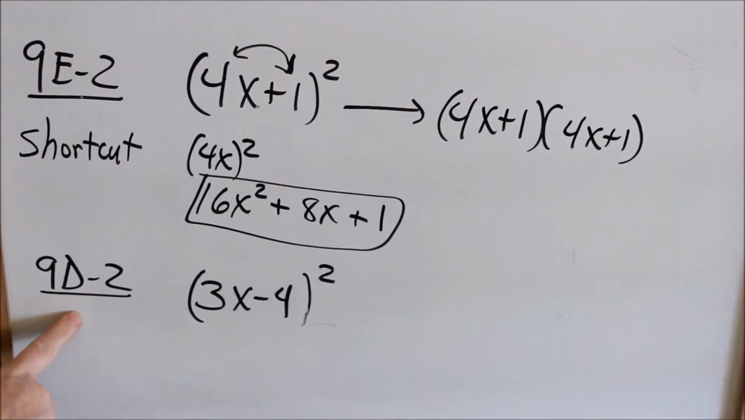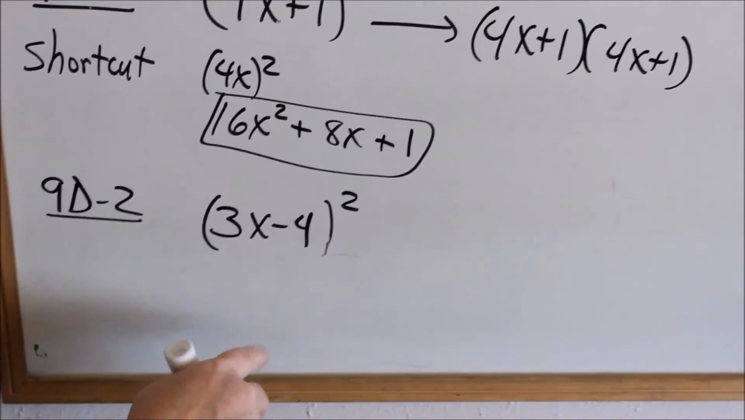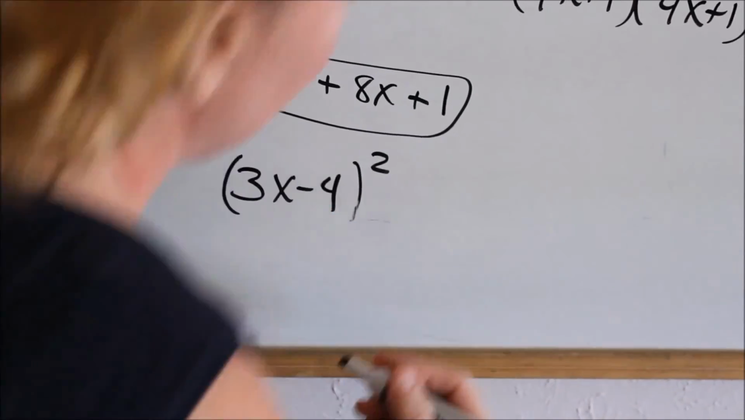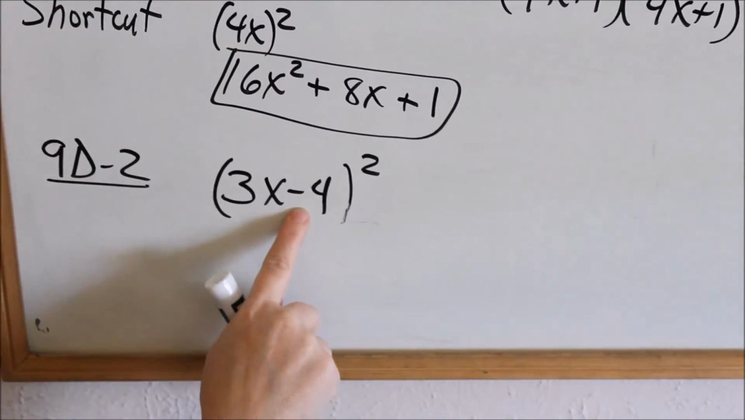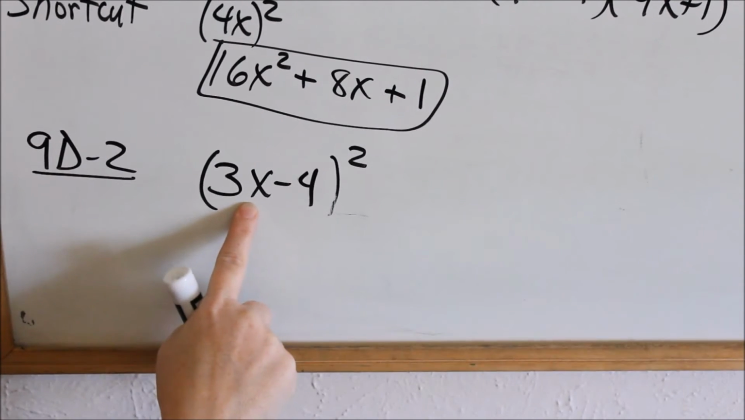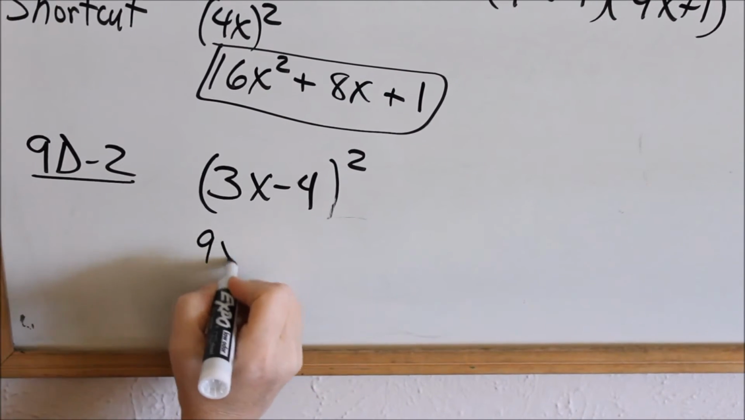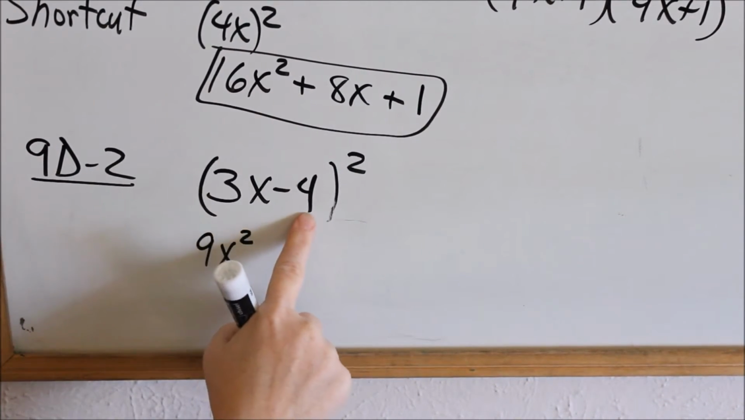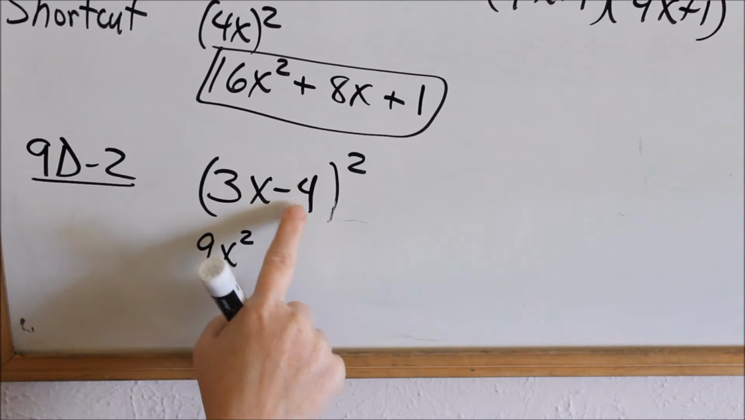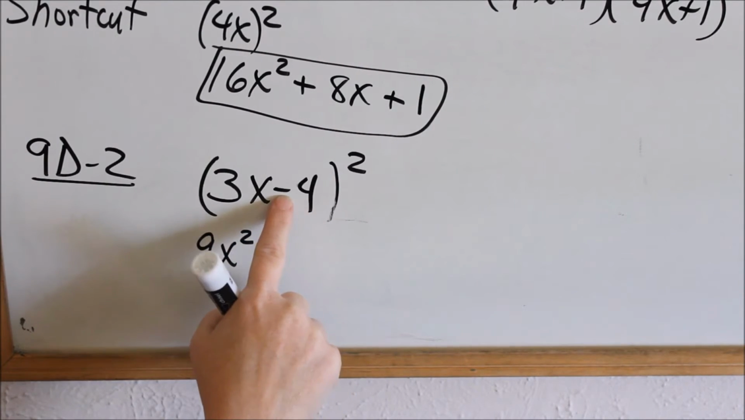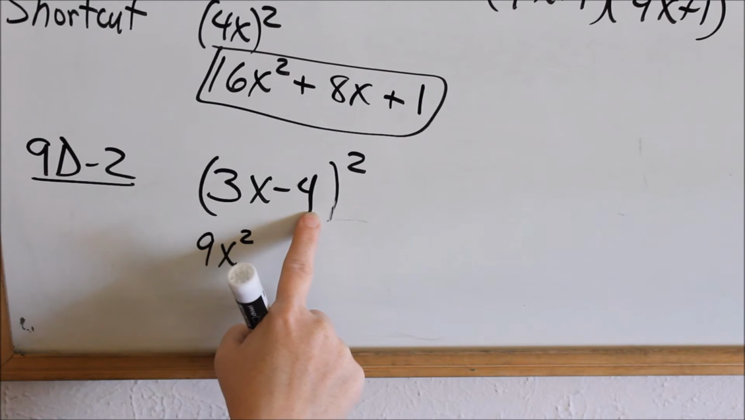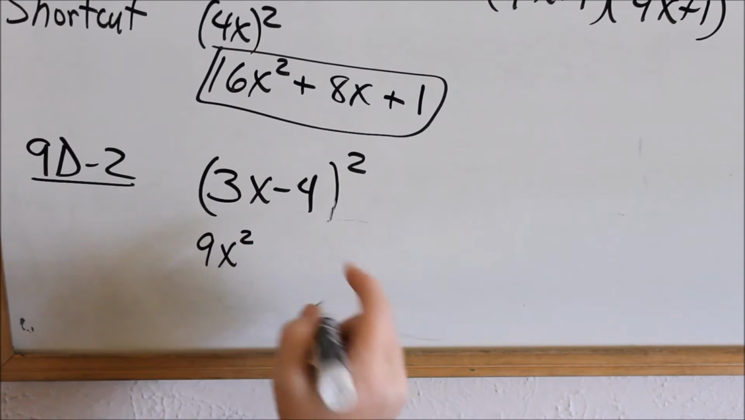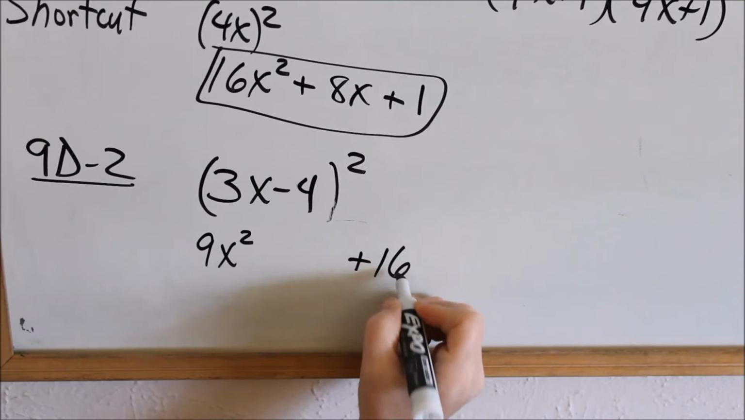Okay, let's go down to 9D2 to where we have a negative. Shortcut way. So I'm not in a positive world anymore, so I can't just put all plus signs. Square the first term. 3x times 3x is 9x squared. Square my last term. The sign in front of the number goes with the number. So that would be a negative 4. Negative 4 squared means negative 4 times negative 4, which is a positive 16.